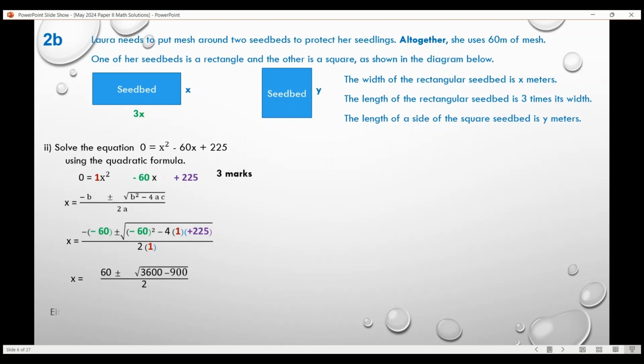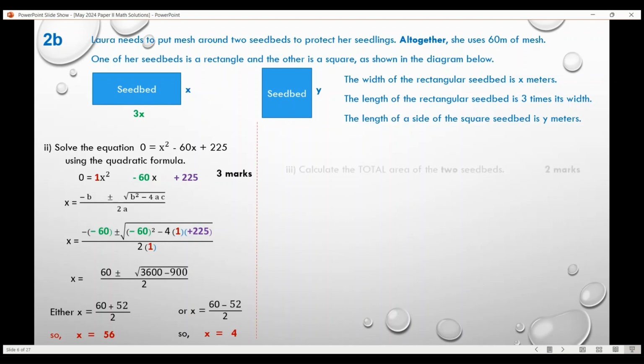And we can approximate that to be x equal to 60 plus 52 over 2. So that will give us 56. Or we can say x equal to 60 minus 52 over 2. 60 minus 52 is 8. 8 divided by 2 is 4. So x is equal to 4. So by solving with the quadratic formula, x is approximately 56 or 4.